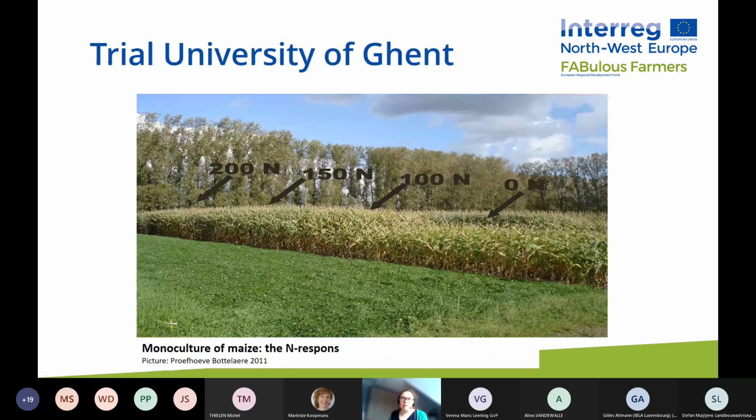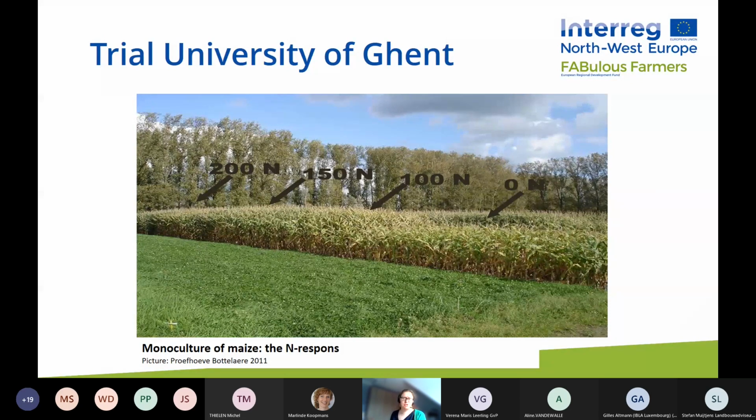Then I said before that I was going to speak about another trial. This is not a trial of Hooibeekhoeve, but a trial of University of Ghent, and it was set up in 2006. So it has already lasted 10 years longer than the trial of Hooibeekhoeve. And there they also take into account 4 levels of manure that they use.